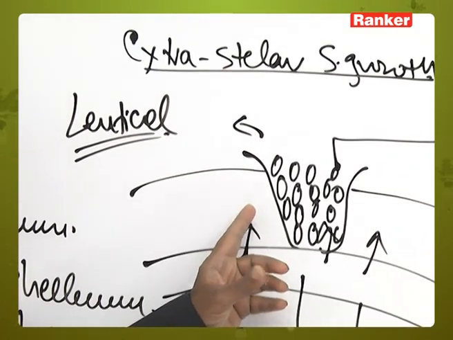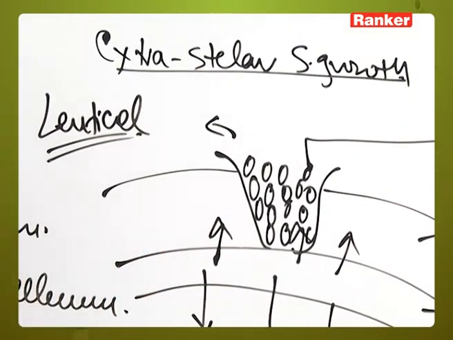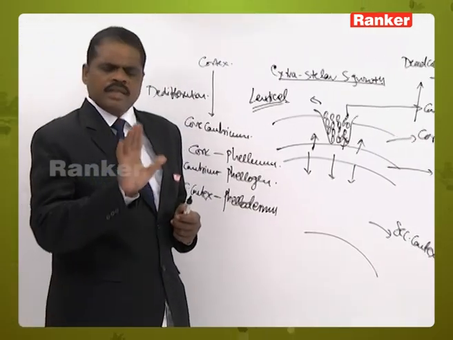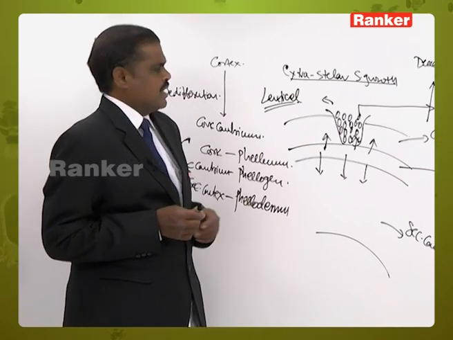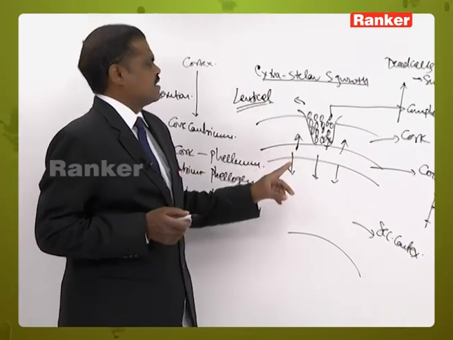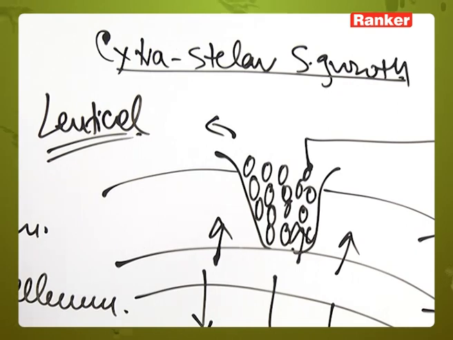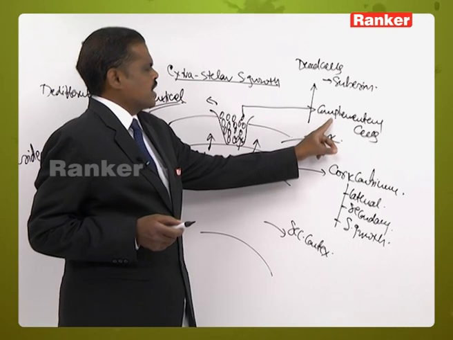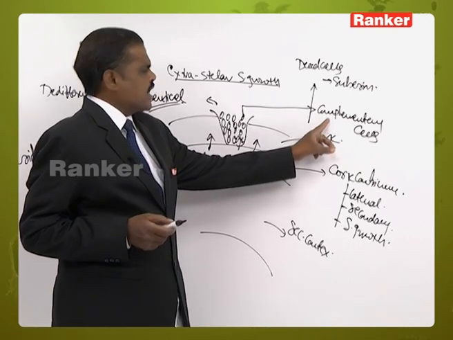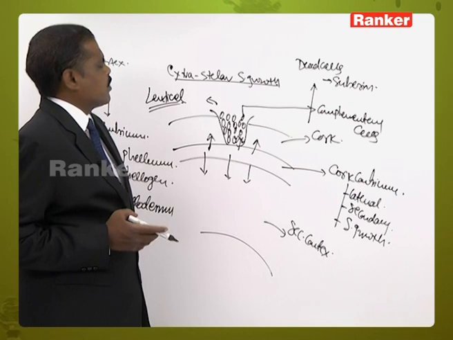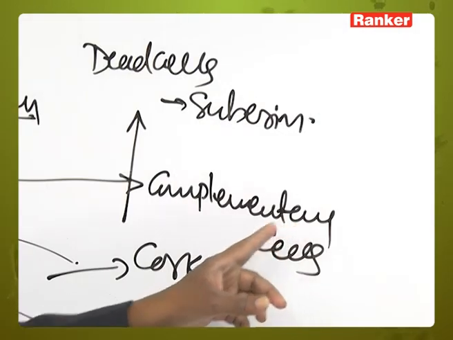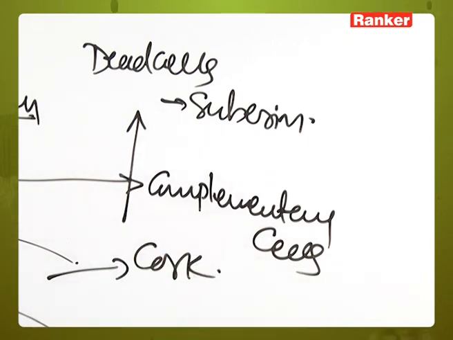Lenticel is present in lens shape, that's why it is called lenticel. Lenticel is not a cell. Lenticel is an area, a lens shaped area. This lenticel has many powdery living parenchymatous cells. These cells are called complementary cells.